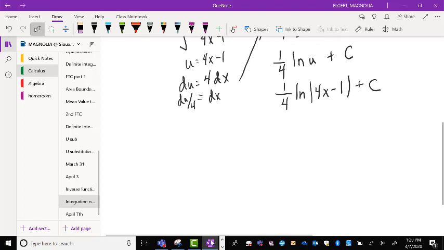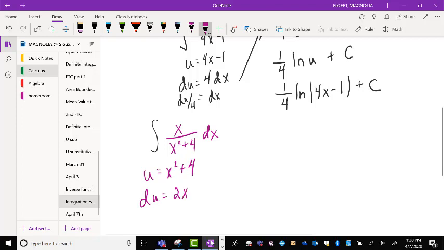I'm trying to think of one that's a little bit harder. That's the same type of problem. So let's say I have x over x squared plus 4 dx. So here I would let u equal the denominator because it looks more complicated anyway, and that's usually where we start with our u sub. Our du would equal 2x dx. I don't have a 2 for a coefficient, so du over 2 is equal to x dx.